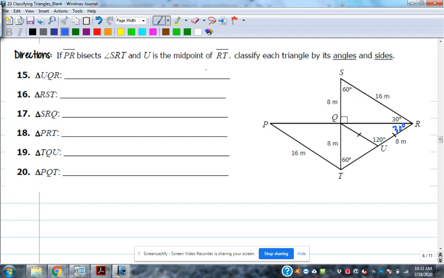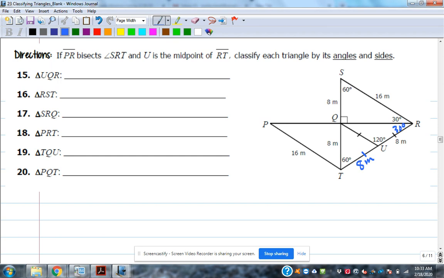And then it says U is the midpoint of RT. U is right here. RT is that side. So what do we know about the length from U to T? Which is 8 meters. Those are congruent to one another. So then we get some other stuff about it. Yeah, you're right. Some dominoes are falling because of those things.